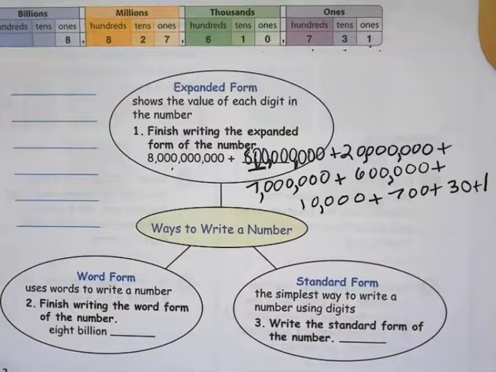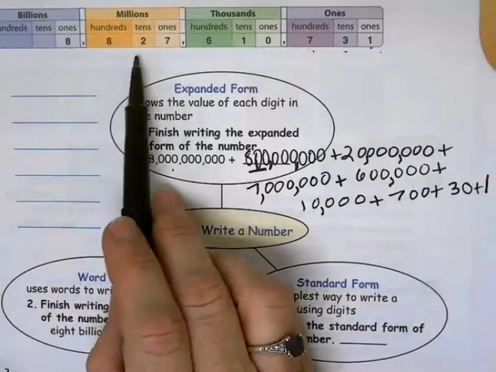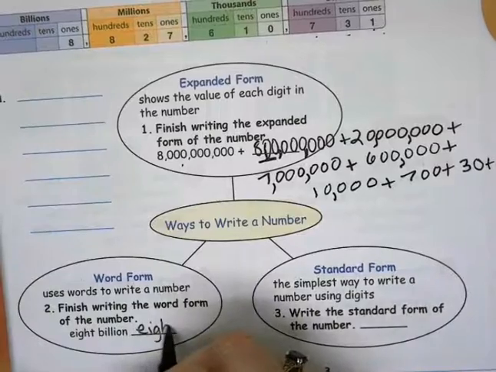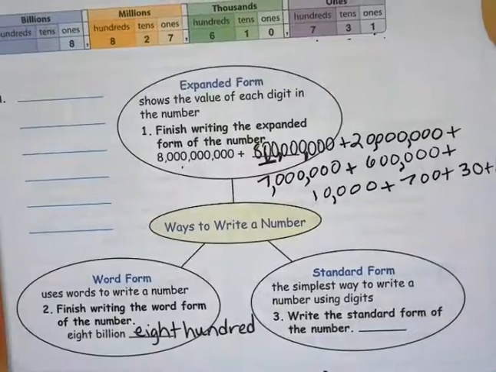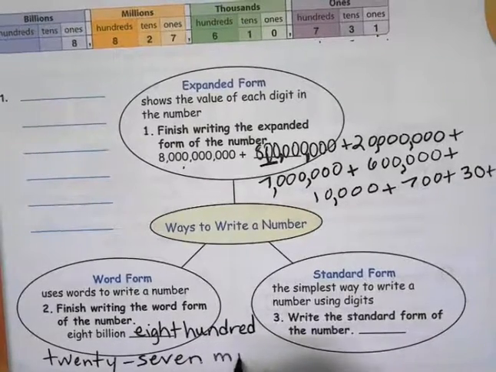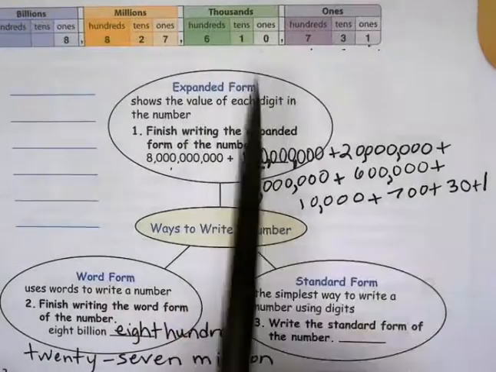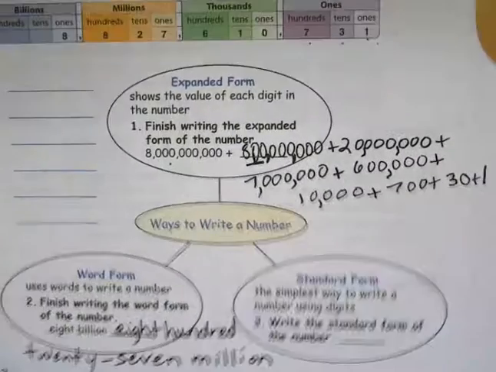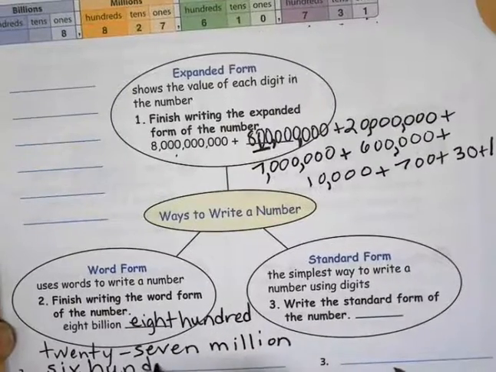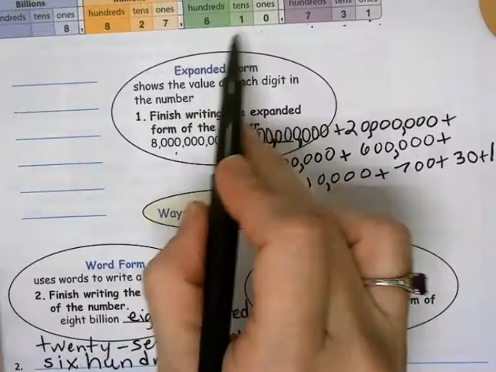Word form, of course, we're using words to write the number. So this number is 8,827,000,000. I'm going to write 800 in words, right? 827 million. Okay, what comes next? Just as we would say it, 610,000. Okay, I'm going to write those words. 610 thousand. Can y'all see that? 610,000.